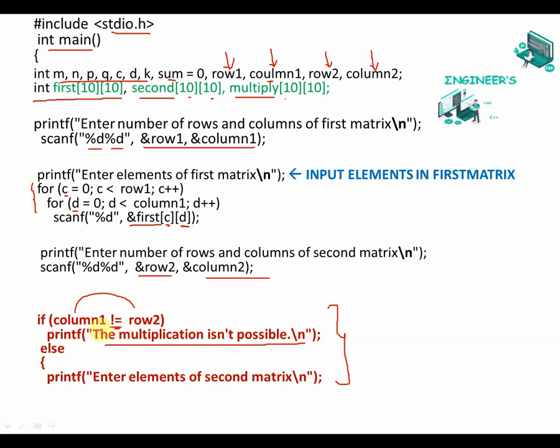But if they are equal, then the else part says take the elements input from the user of the second matrix. Okay, so basically only if you can perform the multiplication, then only the elements in the second matrix are taken input from the user and then you go ahead with the program. Otherwise you do not go ahead with the program. That's what it means. So we go on to the next thing.